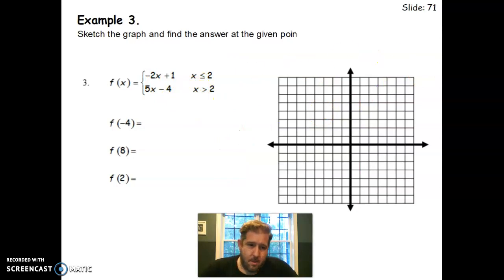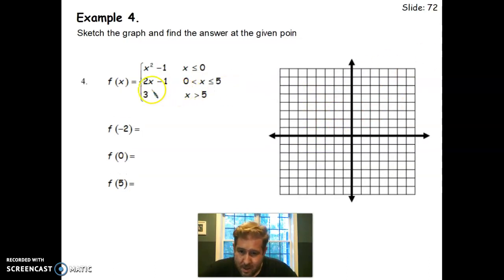All right, so looking at one more of these. Since I'm only going to do one more, just to keep this a little bit short, I'm going to look at example number 4, since there are 3 pieces to this. Now, one of them happens to be constant, so I'm going to find the 2 boundary lines. It looks like 0 is one boundary line, and 5, 1, 2, 3, 4, 5 is the other boundary line.